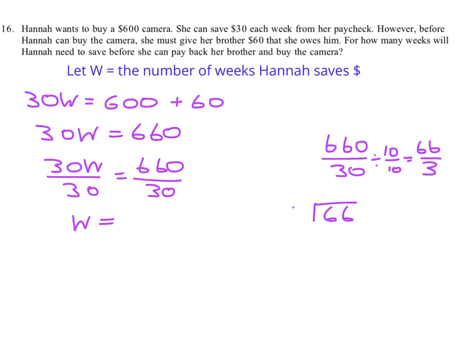So 66 divided by 3, 3 goes into 6 twice. 3 goes into 6 twice. Okay, W equals 22.